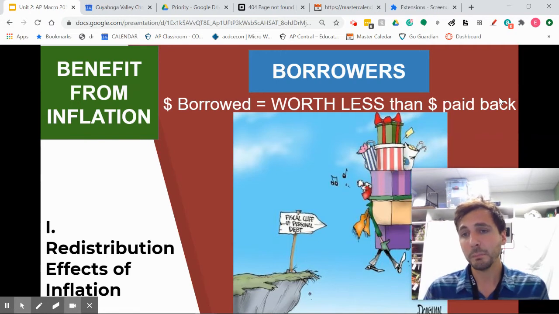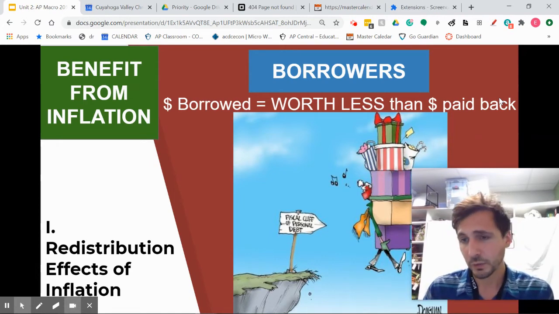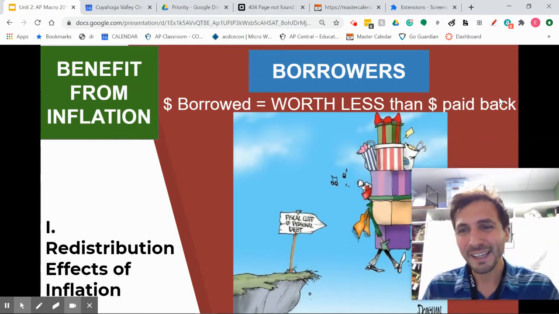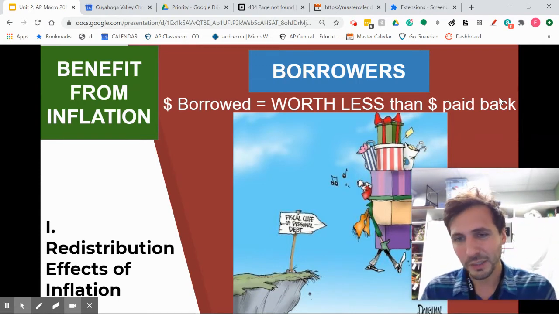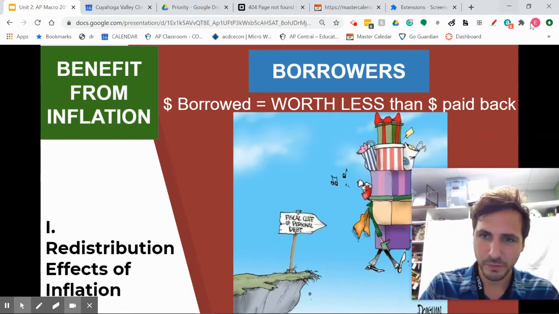So who benefits? BBB: borrowers and businesses. Who is hurt? THISTLE: fixed income earners, savers, and lenders are hurt. Benefits go to BBB, borrowers and businesses.